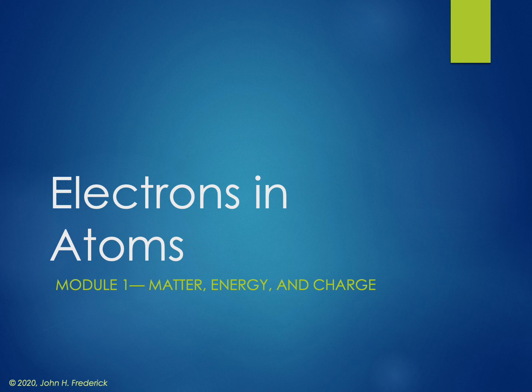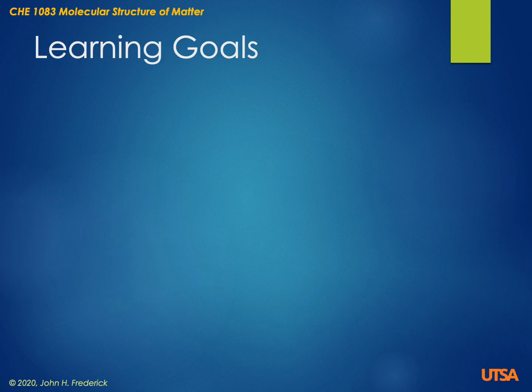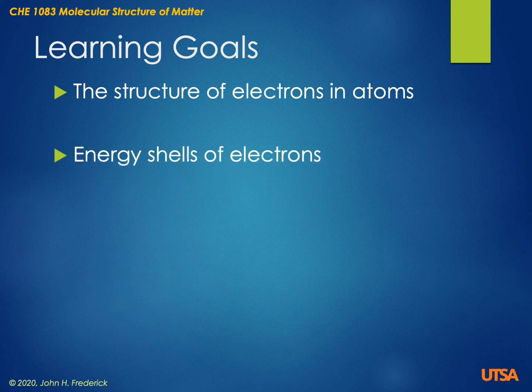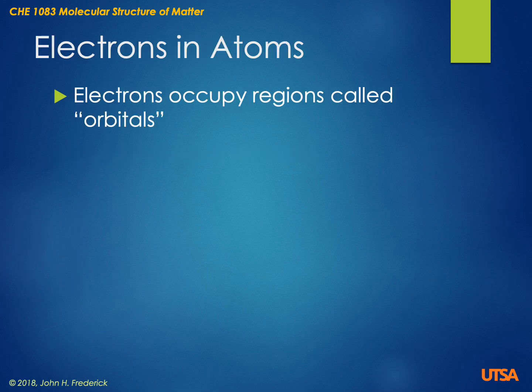In the last video, we talked about the general structure of atoms, and we talked about the fact that the nucleus is made up of protons and neutrons, and they're surrounded by a cloud of electrons. Let's look a little bit more deeply at the role of electrons and how they cluster around the nucleus in an atom. So our learning goals are to learn about the structure of the electrons in atoms. As it turns out, those will be very important for us. And the second thing is to learn about the energy shells of the electrons.